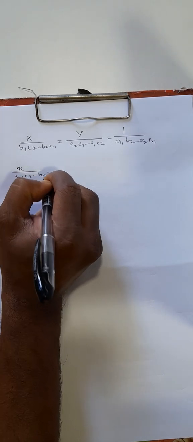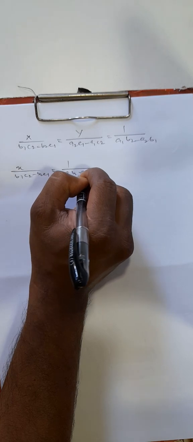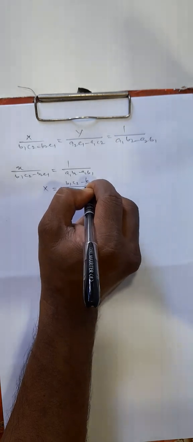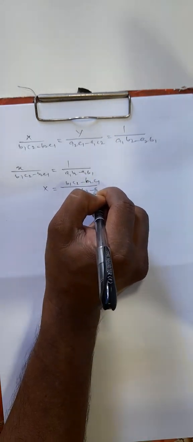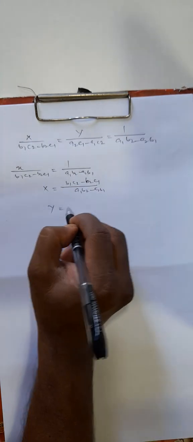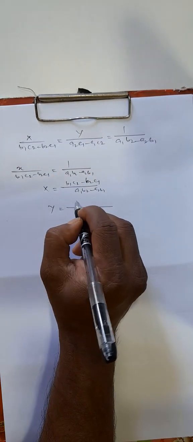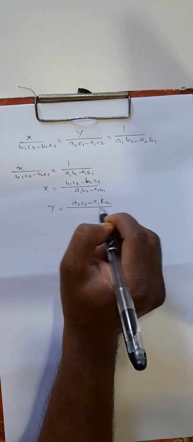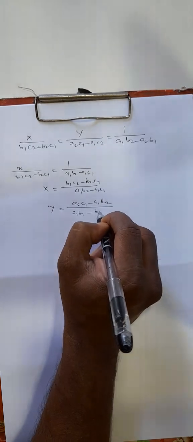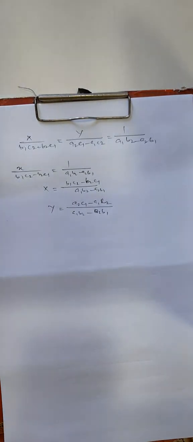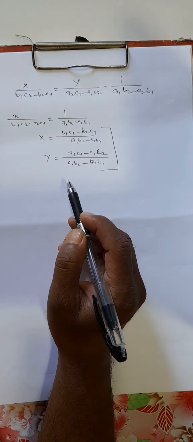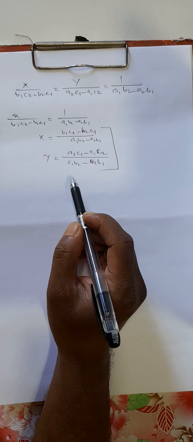X by b1 c2 minus b2 c1 equal to 1 by a1 b2 minus a2 b1, so x equal to b1 c2 minus b2 c1 by a1 b2 minus a2 b1. Similarly, you can solve y here. Y equal to a2 c1 minus a1 c2 by a1 b2 minus a2 b1. These are the solutions of the pair of linear equations in standard form.